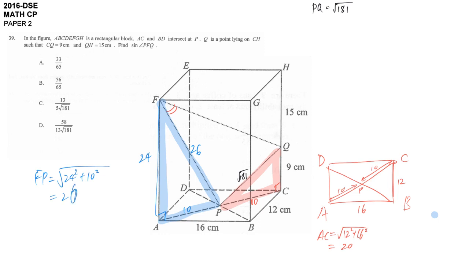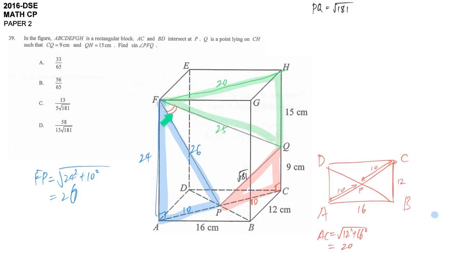And then finally, we get the last length, for which we need to draw a line connecting F and H. The distance is 20 because it should be the same as AC here. 3 to 4 to 5, so this length should be 25. Remember, some common ratios are very important for MC to save some time.